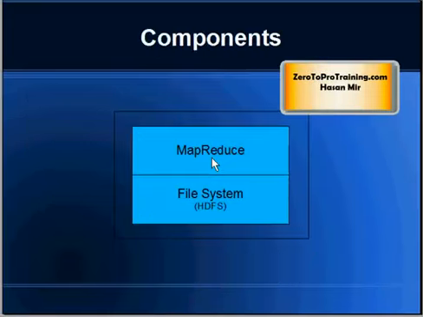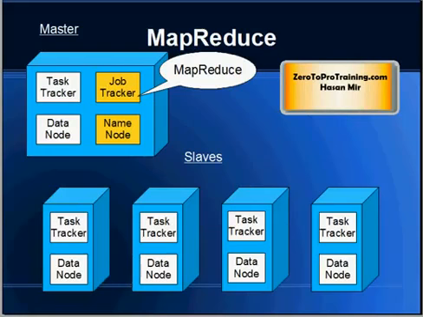So we have learned that Hadoop has two main components at a very high level: MapReduce and the file system. How does that relate to the job tracker, name node, task tracker, and data node pieces that we are talking about?